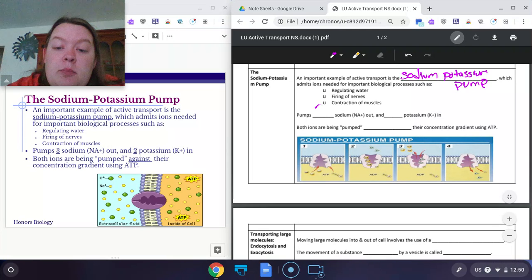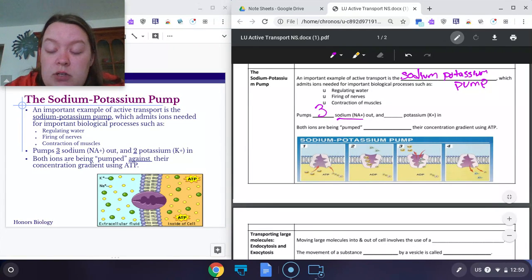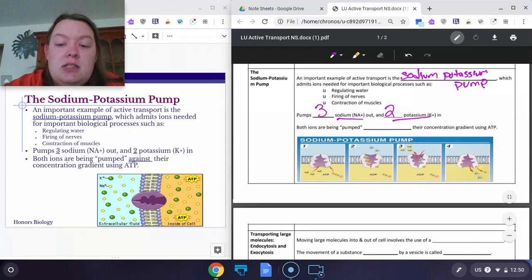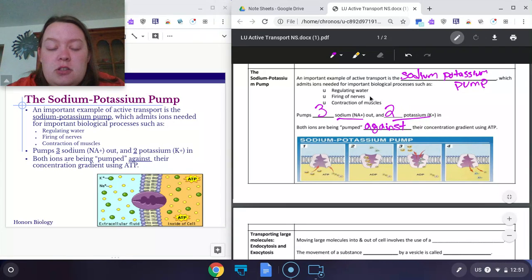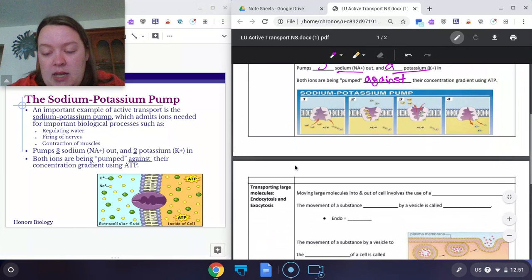And the way it works is by pumping 3 sodium out and 2 potassium inside of the cell. Both of these ions are being pumped against the gradient. So they're both being pumped against their gradient. And this balance or off balance of charges is going to cause the firing of nerves and lead to muscle contractions. So that's very important in keeping our body functioning. So that is just active in general.